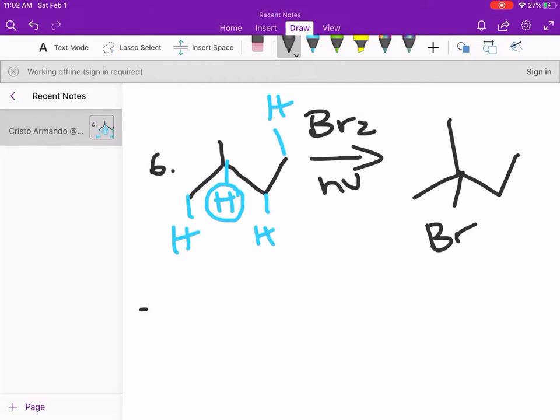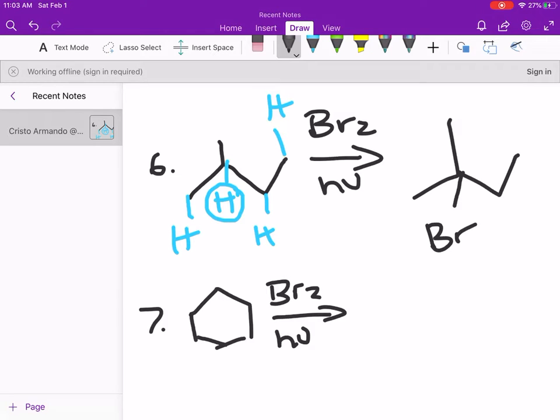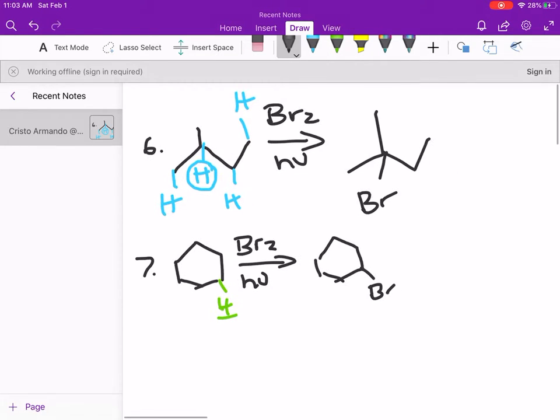Okay, now problem number 7. This reaction uses concepts learned from Orgo 1, right? So we have the Br2 with its catalyst, can pick out any of the hydrogens. Let's say it's going to pick out this one right here. And we're going to end up with this, right?